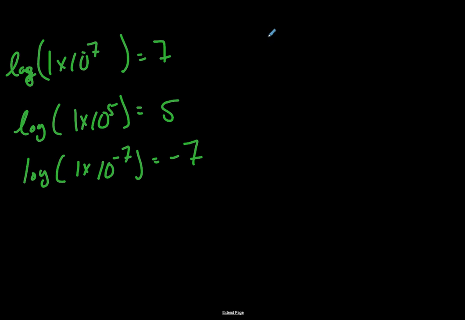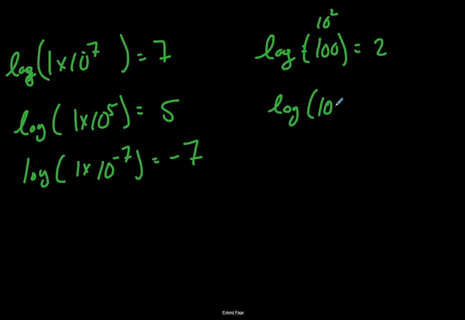So the log of 100 would equal what? What do you think? What do I raise 10 to to get 100? 2. So the log of 100 is 2. The log of 1,000 is 3, etc. So that's what a logarithm is. Simple, right? So what's pH then?